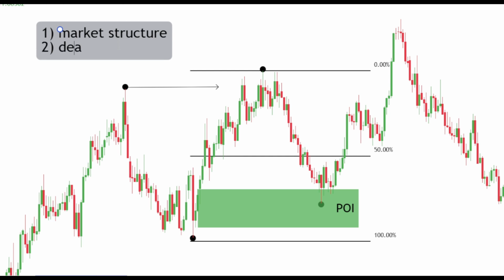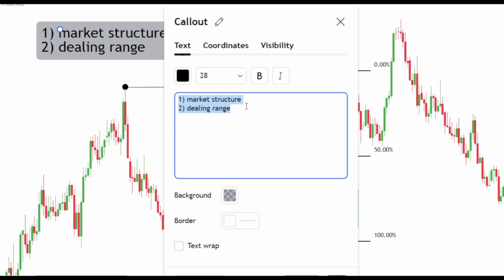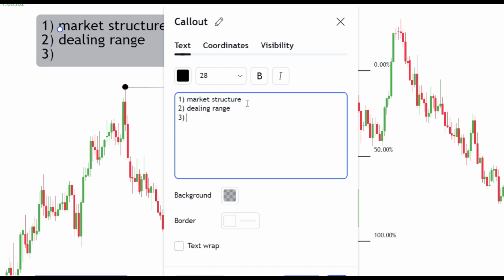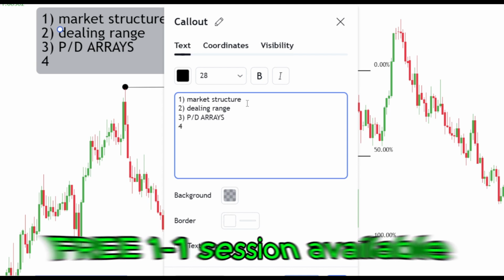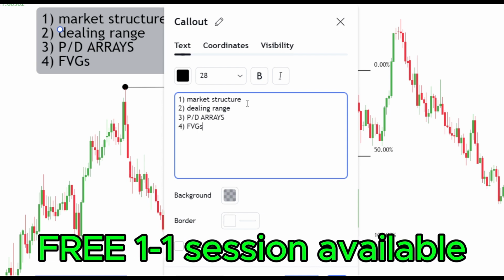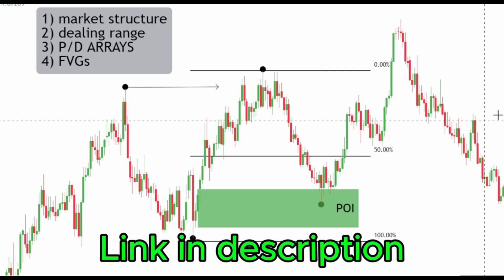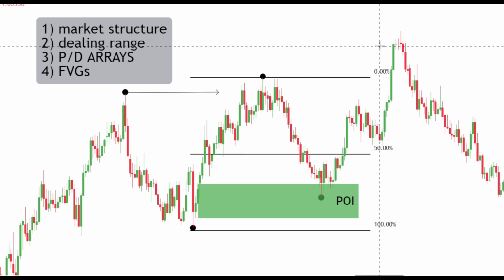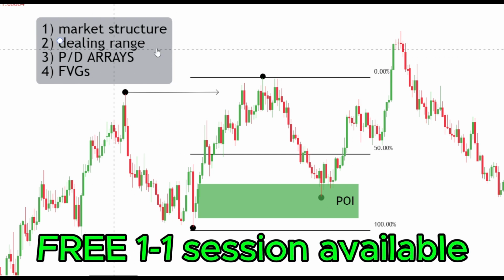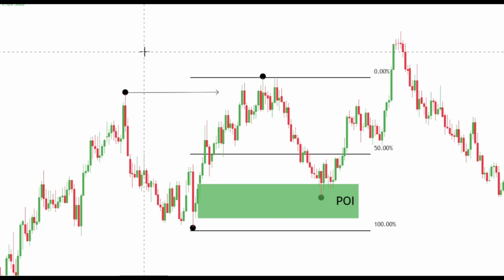The second of those is the dealing range, which is what we are going to be focusing on a lot in this video, understanding market structure and dealing range. After we have established the dealing range, the next thing we look at is our PD arrays. And the final thing we look at is our inefficiencies or our fair value gaps. So these are the four most important things. I call them the four pillars of determining market direction. And this is critical to understand. But the most important thing we're focusing on is number 2, which is the dealing range.